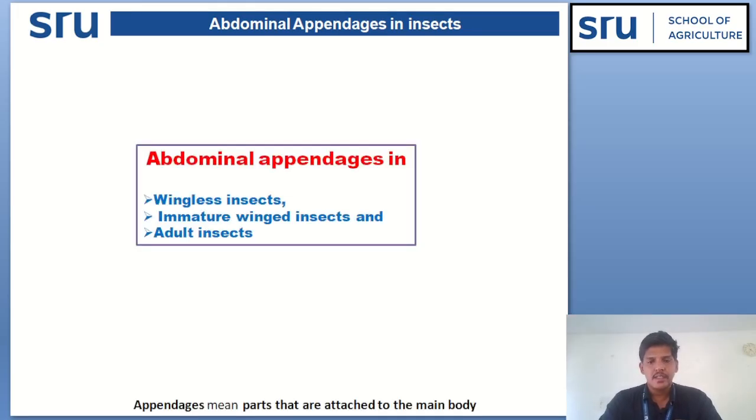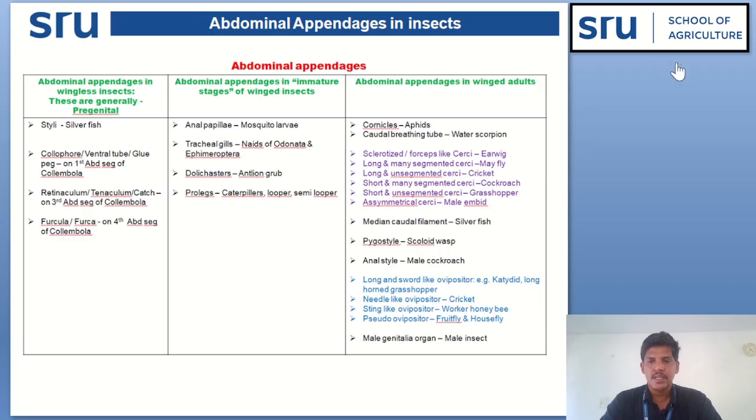In this session, we will see abdominal appendages in wingless insects, immature winged insects, and adult insects. Appendages mean the parts attached to the main body. See here the list of appendages.